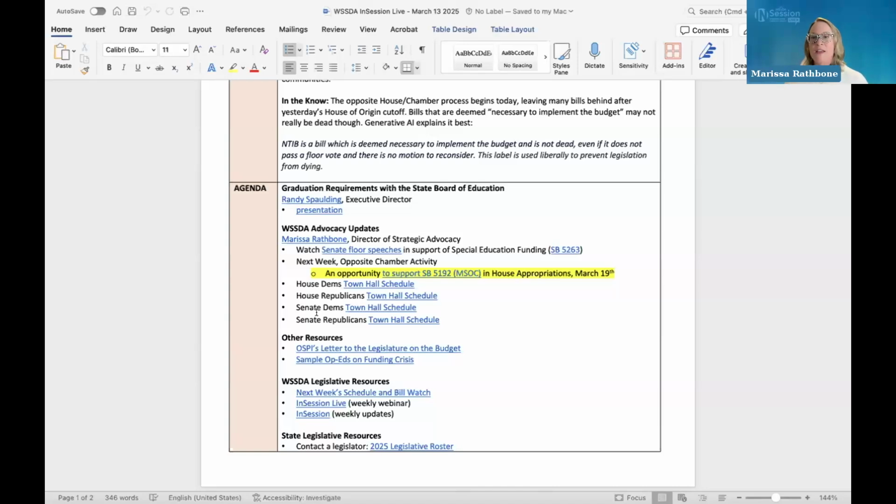For instance, if we see that there's a line item reducing the current allocation for National Board Certified Teachers, well, actually, that bill is currently in play. Let me think of a better example.